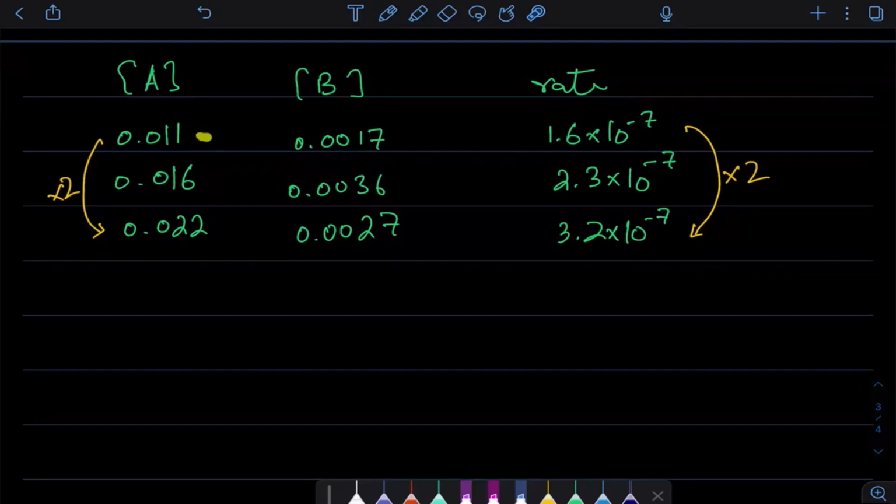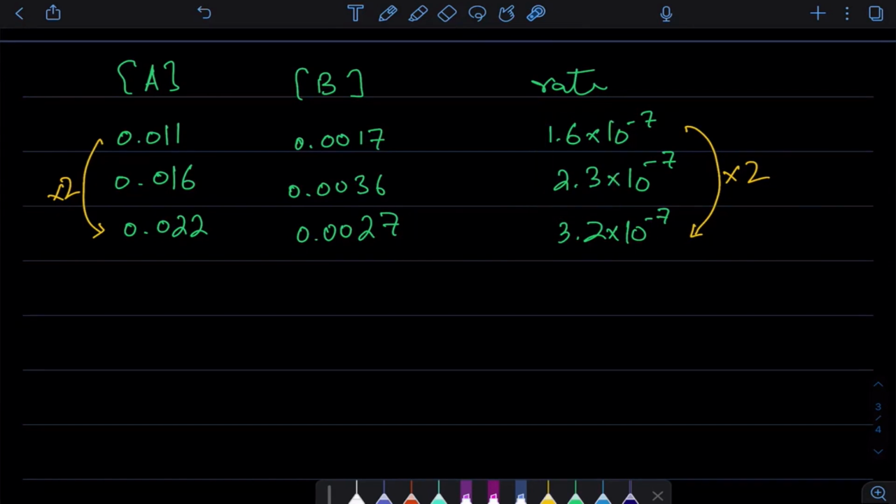From this to this, the value has increased, not that significantly, but थोड़ा बहुत increase हुआ है. और यहाँ से यहाँ भी increase हुआ है. Let me just try to find the ratio here. Can you divide this with this? 0.016 divided by 0.011. That is 1.45. Now let's try to figure the same for this. 2.3 divided by 1.6. This is also 1.43, 1.44, which is really close.